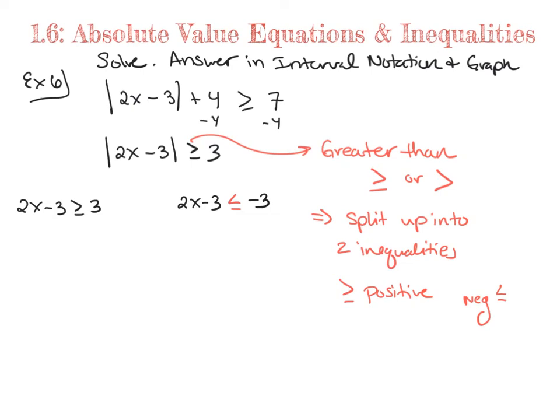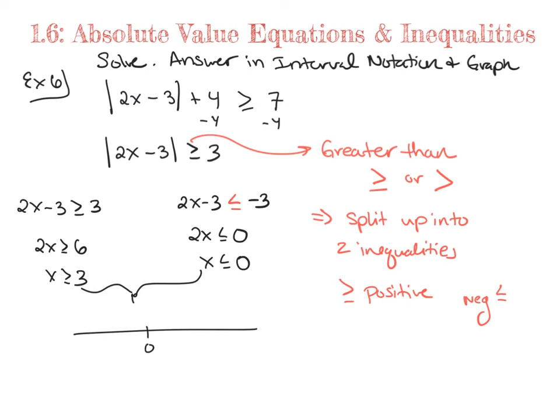Okay, we have 2 small inequalities to solve. Shouldn't be too bad. So 2x is greater than or equal to 6. X is greater than or equal to 3. And on this other one, 2x is less than or equal to 0. So x is less than or equal to 0. Okay, so now I can put these 2 together on the number line.